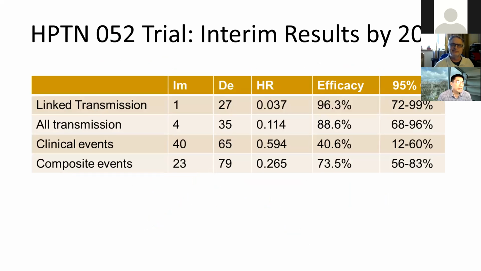So here are the interim results in 2011. Now it's almost over 10 years ago. The results were very striking. Looking at linked transmissions, we had 1 transmission in the immediate arm and 27 transmissions observed in the delayed arm. So the hazard ratio is estimated to be 0.037.